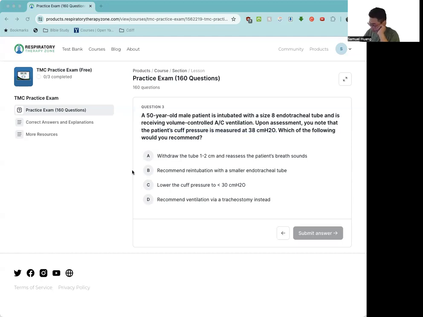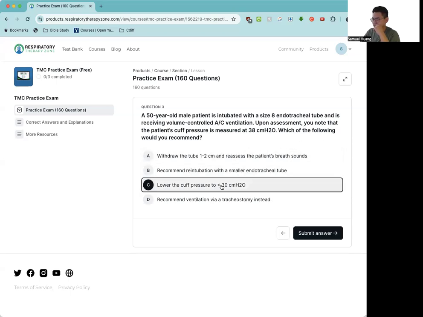So let's just go through the different choices. Withdraw the tube 1 to 2 centimeters. That really has nothing to do with the cuff. Recommend reintubation. We already know this is too high, so it's lower the cuff to less than 30. Yeah, the cuff pressure should really be between 20 to 30. They're not giving us any information about where the endotracheal tube is, so you don't really know if you should withdraw the tube, unless, of course, it's a right main stem bronchus intubation. However, they don't give us any indication that this is it.